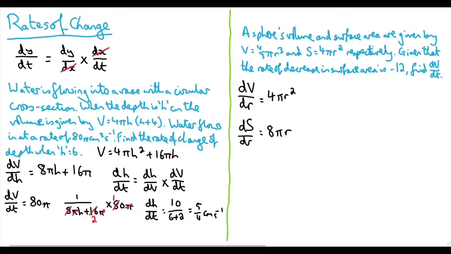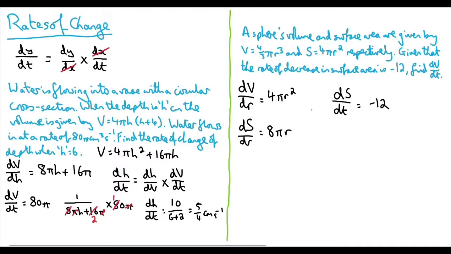As for this statement here, given that the rate of decrease in surface area, okay, well, the surface area was S, so that's going to be a dS, and it's the rate, so that's over dt, that's going to equal apparently just minus 12 here.